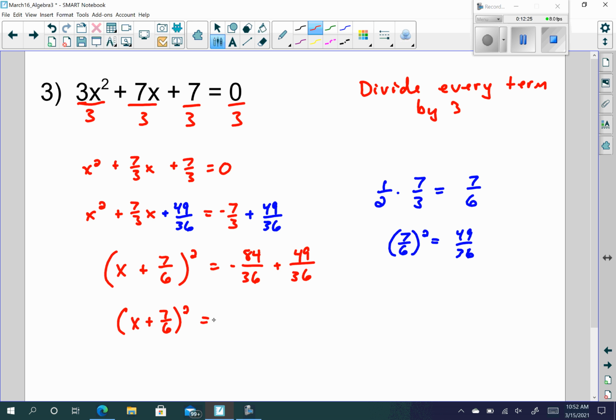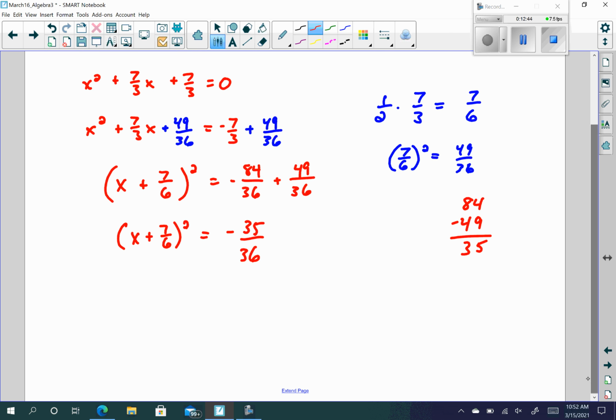Now, if you wanted to figure this out without a calculator, just do 84 minus 49 and just make that answer negative. See, I have to borrow here. So we have 14 minus 9 is going to give us 5. 7 minus 4 will give us 3. So we're getting -35/36. Now we take the square root of both sides.